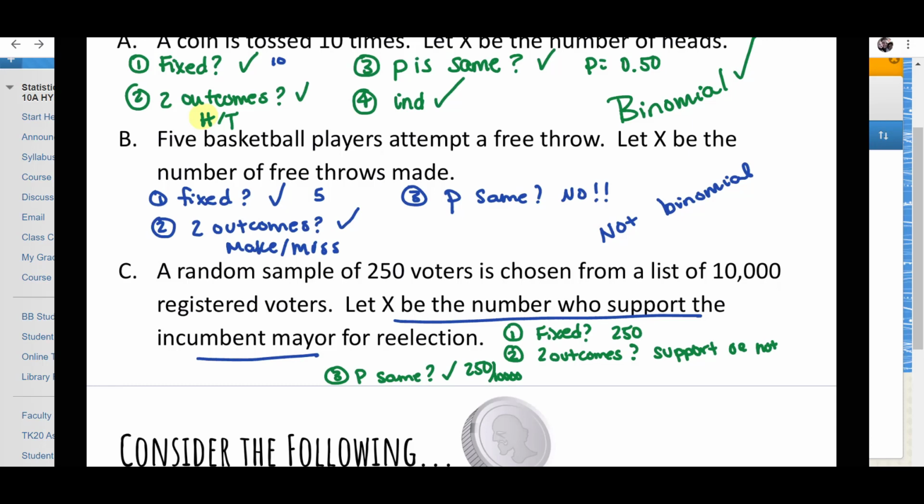And are the trials independent? I would say yes, because the individual voters are independent of one another. So this would be a binomial distribution or binomial experiment as well.